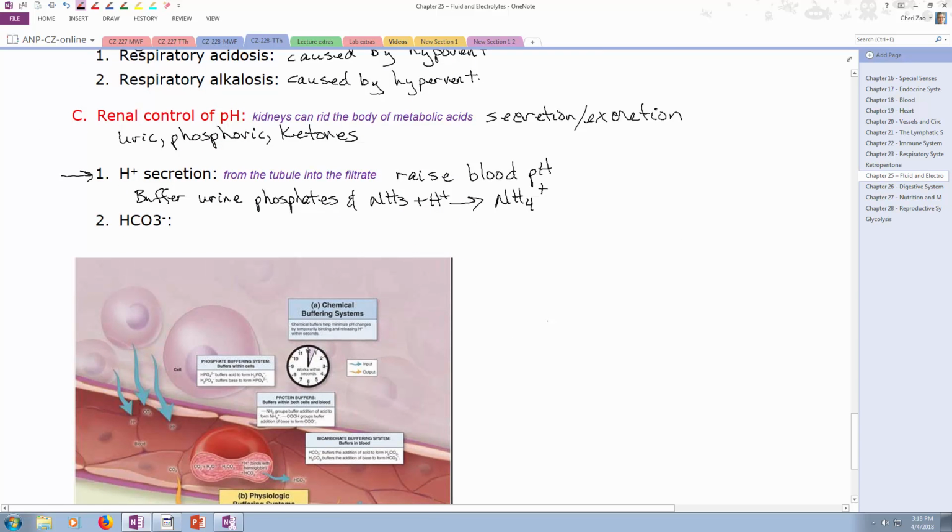Now, bicarbonate, if we are too acidotic, we would like to retain bicarbonate or create bicarbonate. And if we're too alkalotic, we'd like to get rid of this bicarbonate itself. And so the kidneys are great because they can actually create or save bicarbonate. When you create or save bicarbonate, remember this is done to actually raise our blood pH. In other words, we are acidotic.